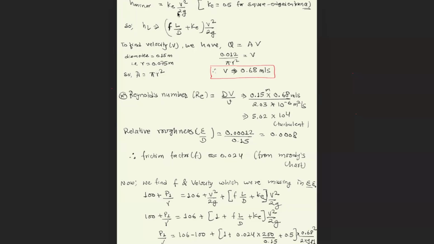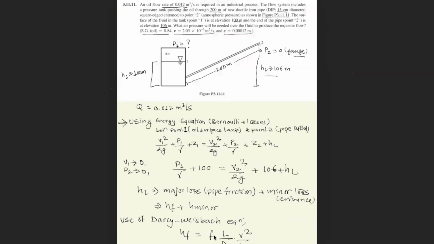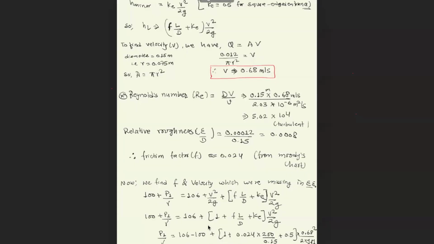I forgot to talk about this minor head loss. That will be equal to Ke times V square divided by 2g for the square entrance, and the value of Ke is basically 0.5. Since we already found V, we need to find F.